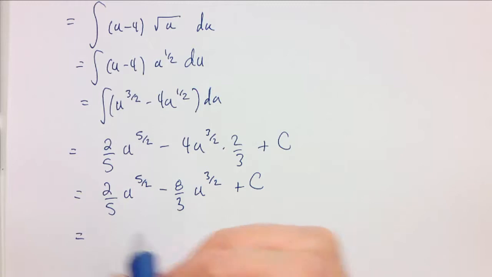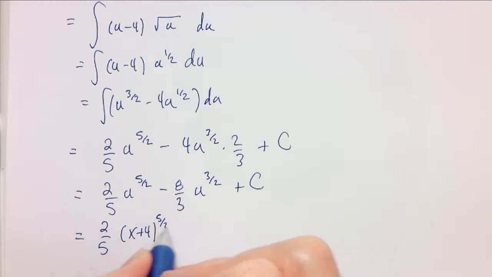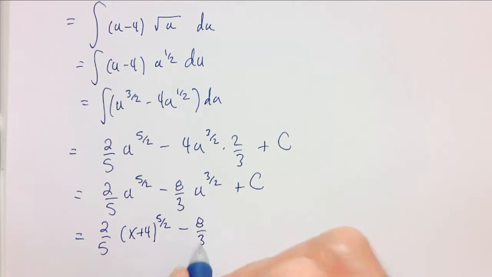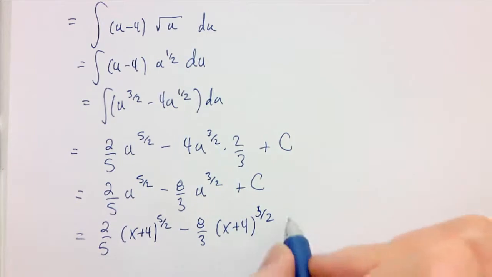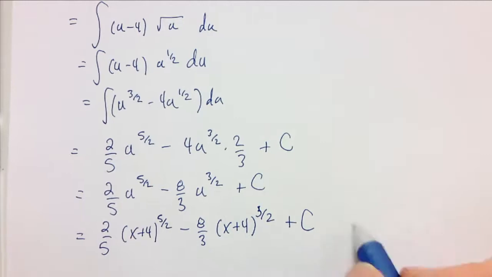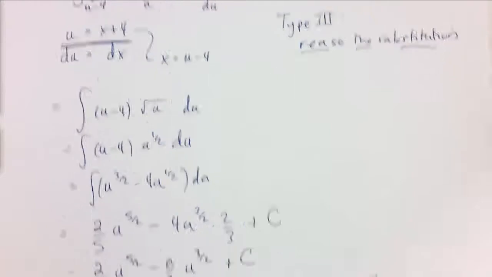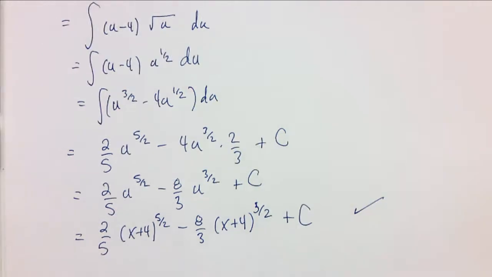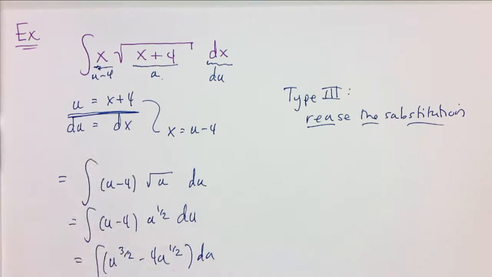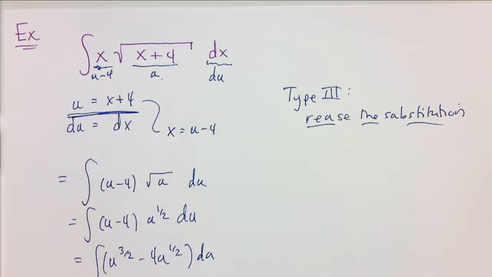And now finally we said u is x plus 4. So 2/5 (x plus 4) to the 5/2 minus 8/3 (x plus 4) to the 3/2 plus c. And that's in fact the antiderivative of x times the square root of x plus 4. It doesn't look at all obvious. And with type 3, they never look obvious. Okay. A type 3 problem is when we have to reuse the substitution. Okay. Reuse the substitution, in this case u equals x plus 4, to rewrite other parts of the integrand.